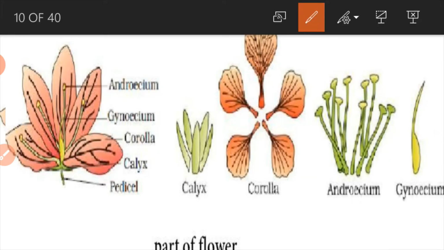So this is a flower and all the parts are shown. Here is the calyx, which protects the flower in bud condition. Then it is the corolla, then androecium, then gynoecium. These are the 4 whorls of a flower.